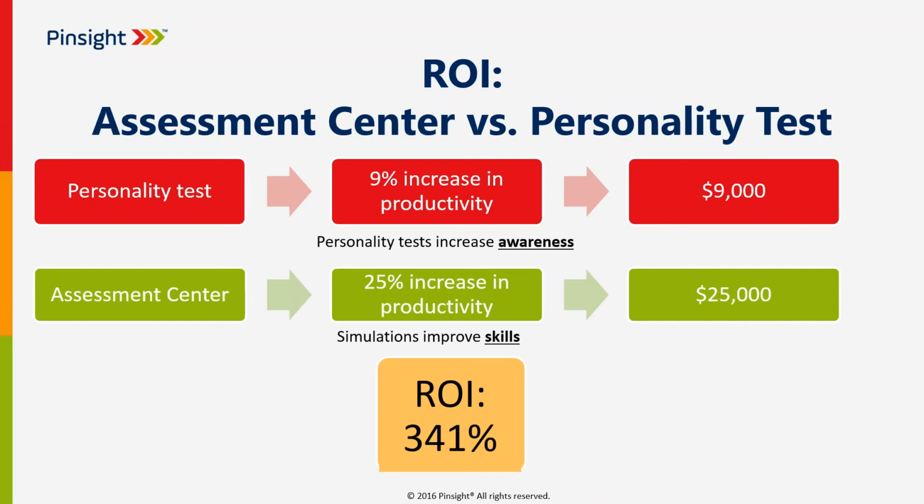However, based on the validity of these different tools, we tend to see, at best, a 9% increase in productivity based on the personality test, whereas in an assessment center, we tend to see about a 25% increase in productivity. So again, though the initial investment was much higher, the actual return on that investment is about 340% in this specific case.